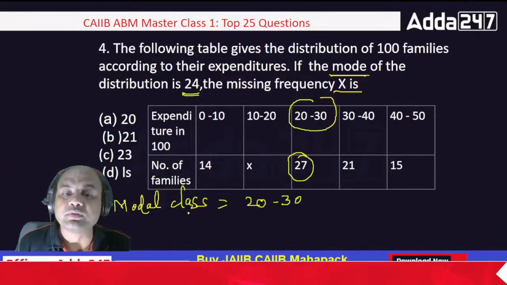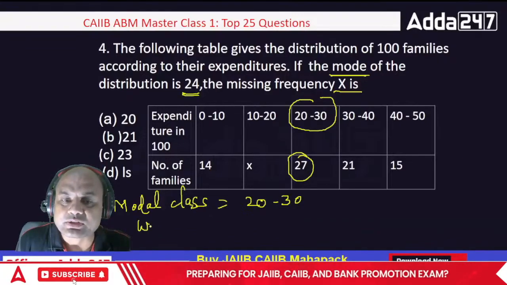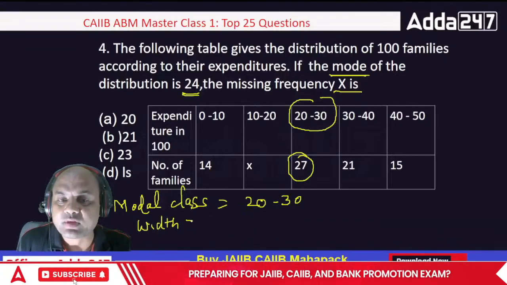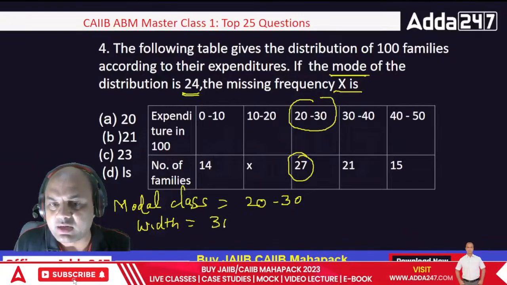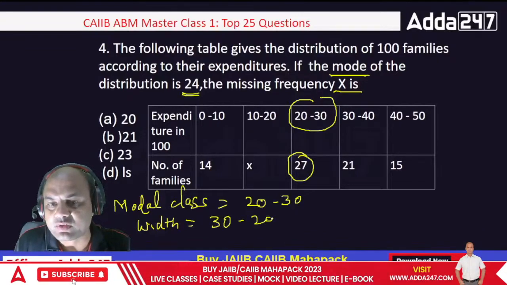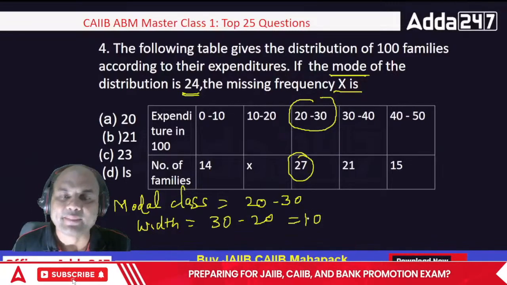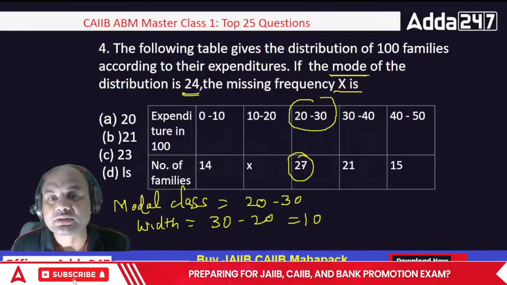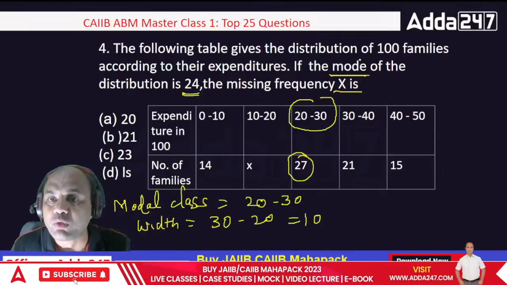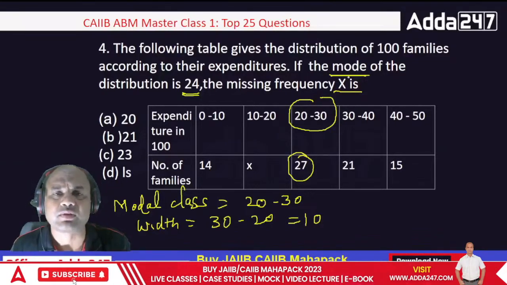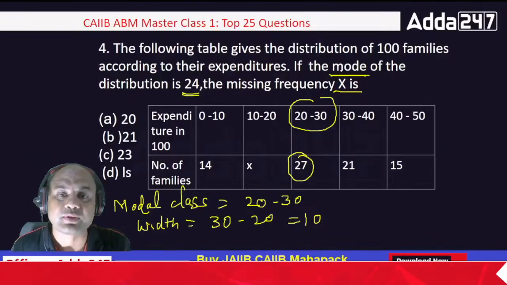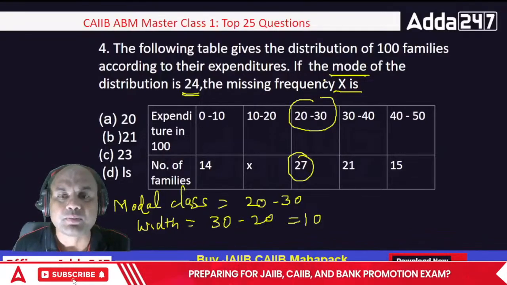Okay. So my width of the class equals, this width is what then? 30 minus 20, right? So that is equal to 10. So this is my width. Okay. Now, this is my modal class. Now the formula for mode, it is very difficult one. It is really difficult. So what is the formula for mode?